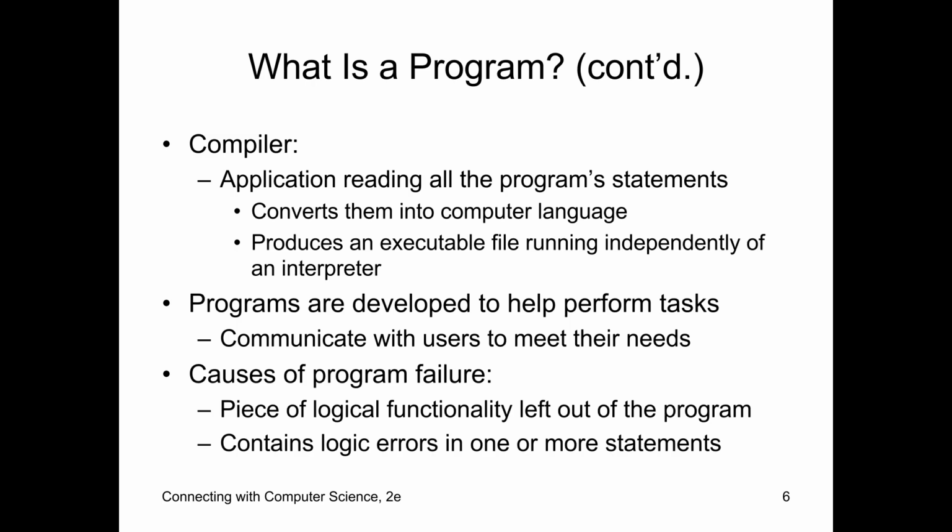So what could cause failure? Well, lots of things can cause failure. You can leave important logic out. Your algorithms are not complete. Inadequate testing, bugs, logic errors, which we talked about in the previous chapter. There are also hardware failures that can cause a program to fail. There are a lot of things that can cause a program to fail.